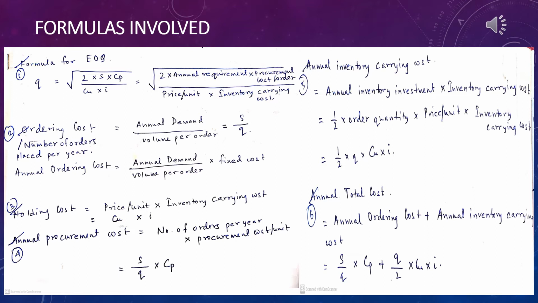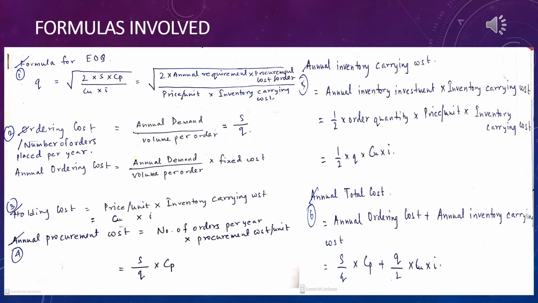Again, if procurement cost per unit is generally taken as CP, we can say annual procurement cost is the number of orders placed per year into the procurement cost per unit. We have previously seen that the number of orders per year is S by Q. If we multiply S by Q into CP, the procurement cost per unit, the annual procurement cost comes out as S by Q into CP. Now moving on to annual inventory carrying cost.